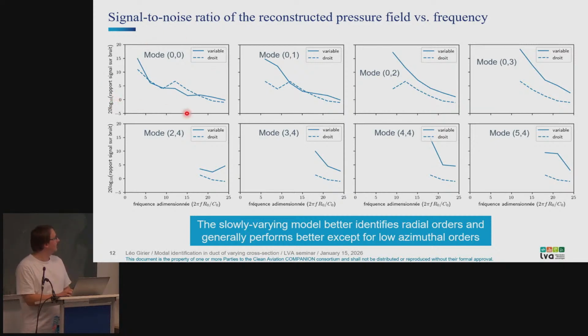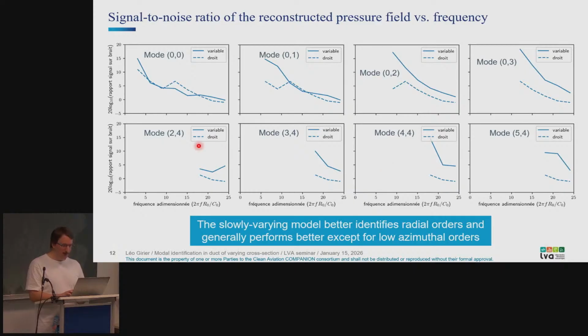Okay, so to go back to what I was saying about the comparison between the two pressure fields, here I represented this quantity of signal-to-noise ratio versus the frequency for different modes. So in solid lines, you have the results for the slowly varying model, and in dashed line, the result for the classic duct modes. On the top left part, you have the plane mode, okay? And when you go on the first line from left to right, you increase the radial order of the simulated mode. You can see that when increasing the radial order, the slowly varying model gives better and better results compared to the classical duct mode.